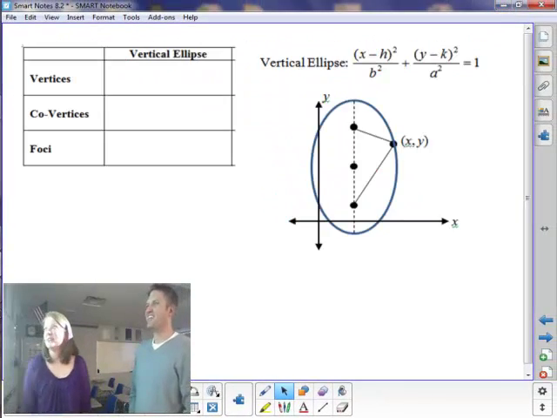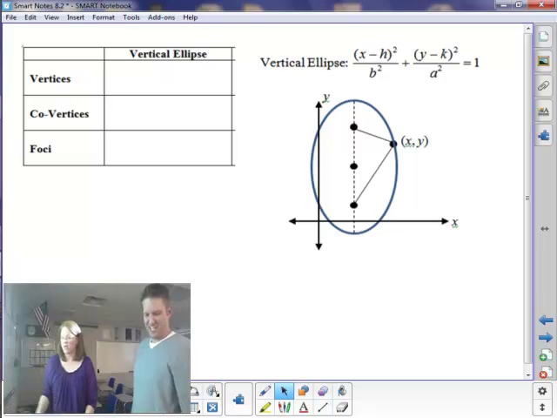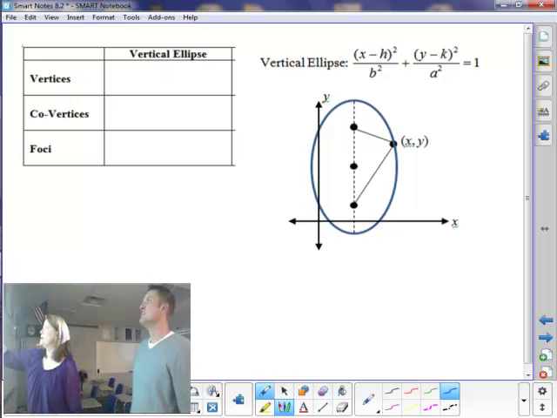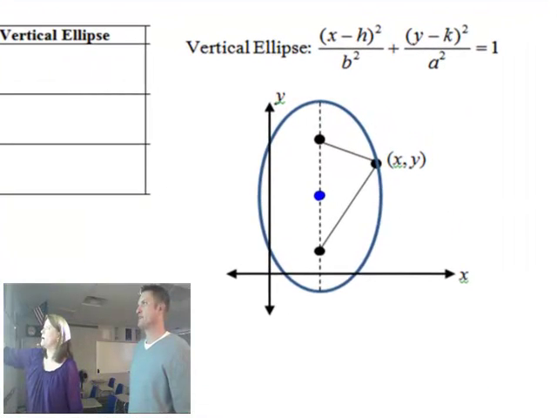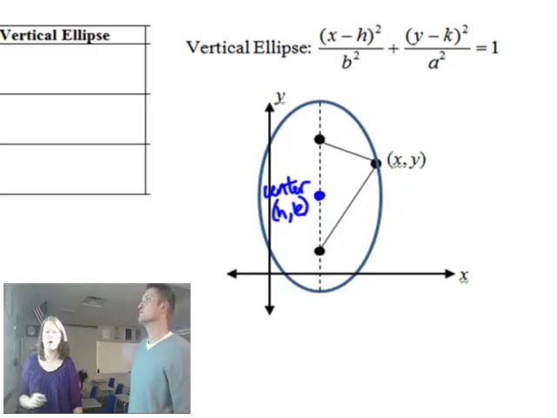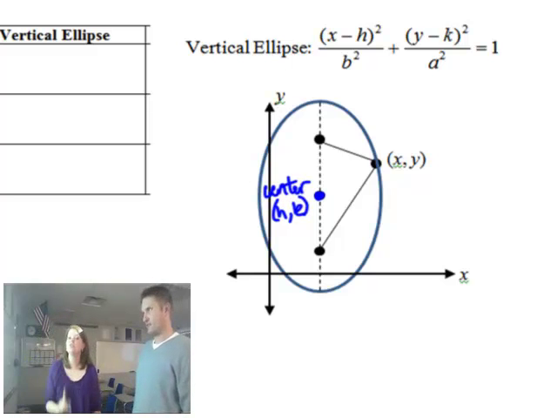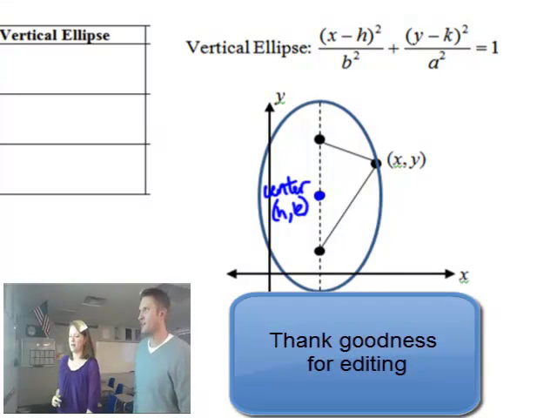Well done. All right, so this is the diagram you see on your page. Let's talk about what we know. Well, we know that this dot right here is our center, and our center is always (h, k). Now notice for a parabola we called it a vertex, but for a circle, which is a special ellipse, we called it a center. I messed that up earlier.